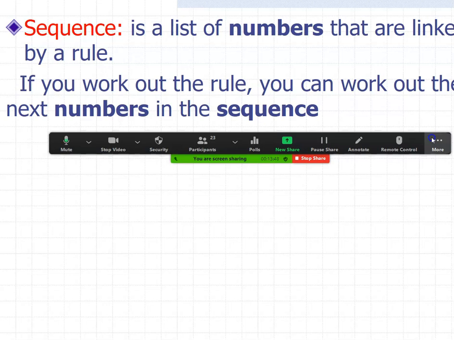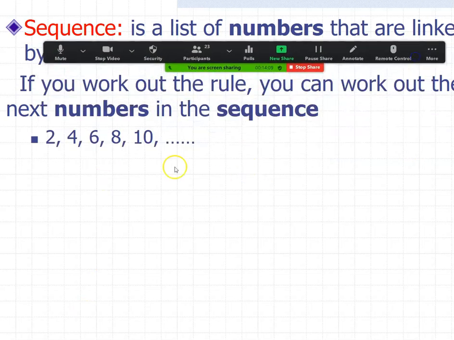A sequence is just simply a list of numbers that are linked together by a rule. So there's a pattern that happens, right? If you work out the numbers, or if you work out the rule, you can get the rest of the numbers in the sequence. For example, 2, 4, 6, 8, 10, and these dots represent that it's an infinite sequence and it keeps going forever. And here you see the pattern that could come up out of here, right?